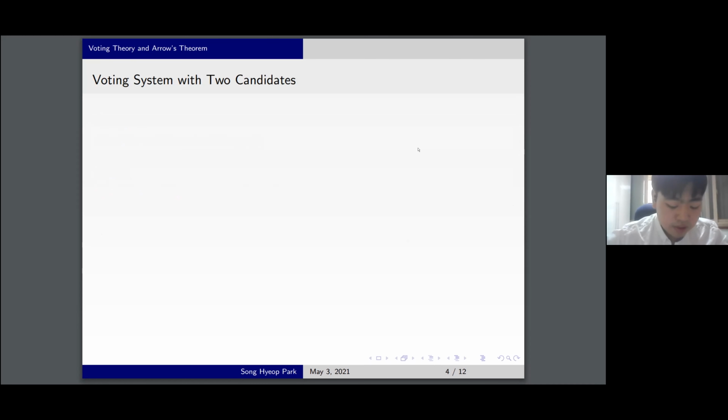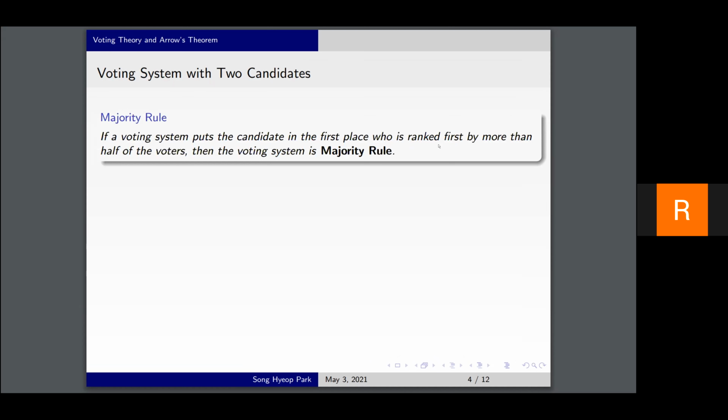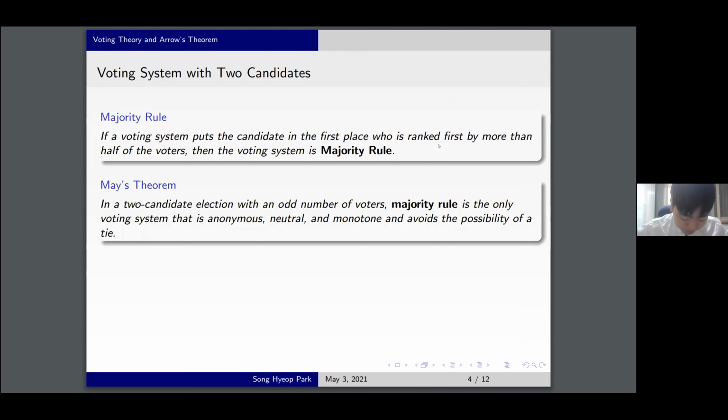We first start with the voting system with 2 candidates. One example is majority rule, which puts the candidate in first place who is ranked first by more than half of the voters. If no one is ranked first by more than half, all candidates are tied. And we have May's theorem: in a 2-candidate election with an odd number of voters, majority rule is the only voting system that is anonymous, neutral, monotone, and avoids the possibility of a tie. So majority rule is the only voting system that satisfies these 3 conditions in a 2-candidate voting system.